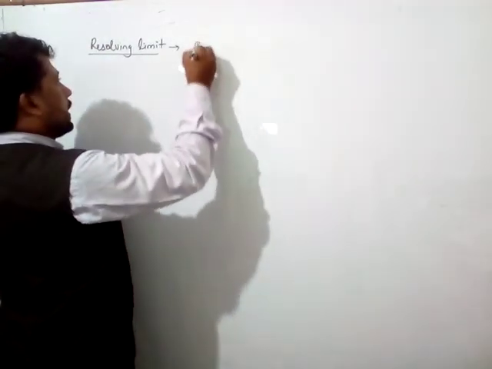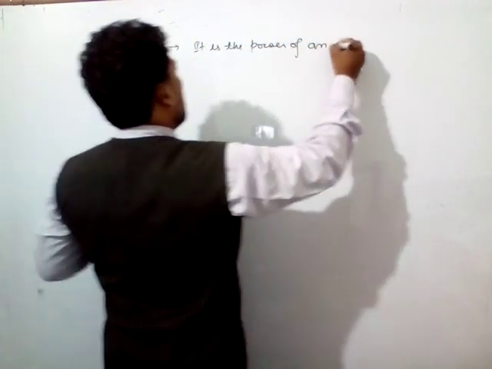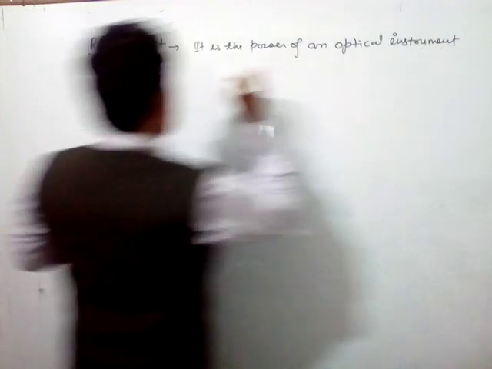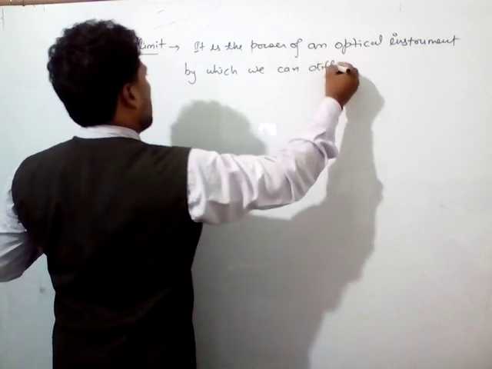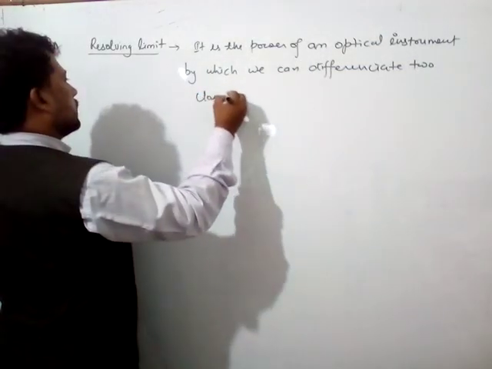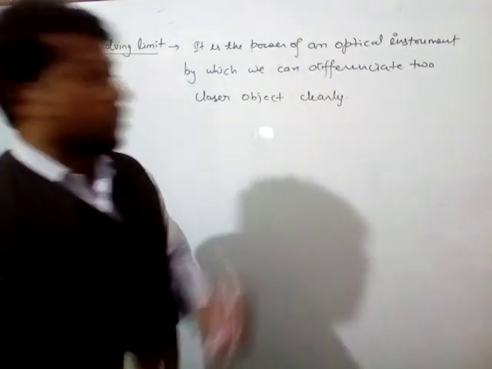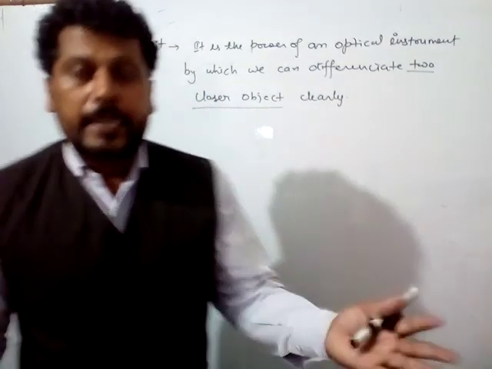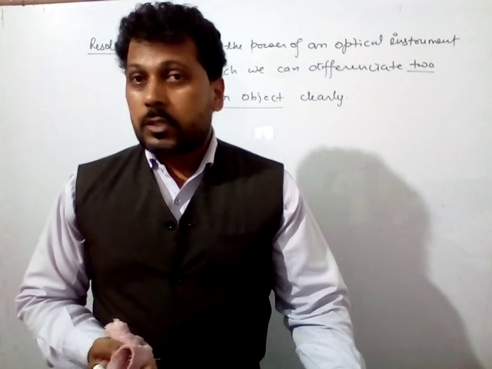It is the power of an optical instrument by which we can differentiate two closure objects clearly. So this is the resolving limit, meaning two close objects should be differentiated, they should appear separately through an optical instrument. So this is known as resolving limit.